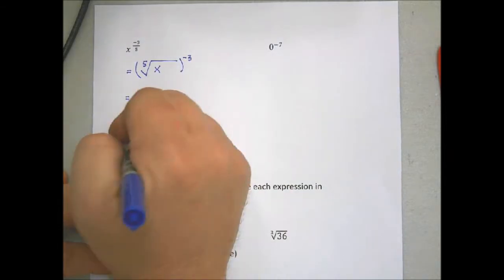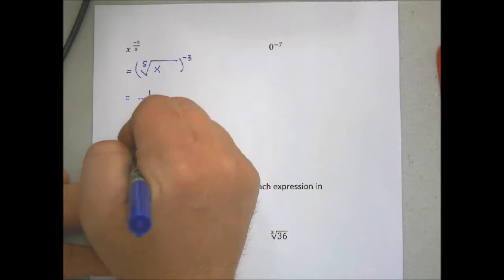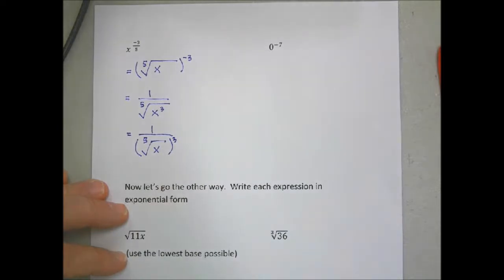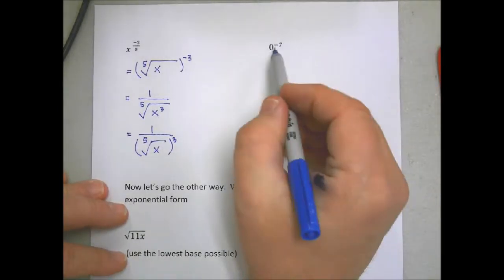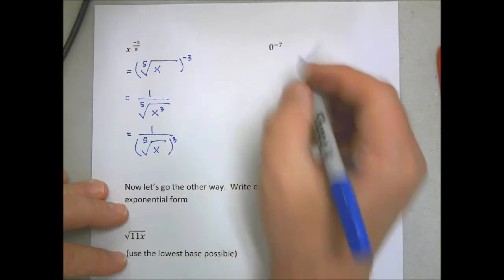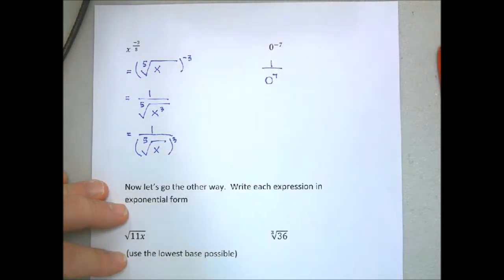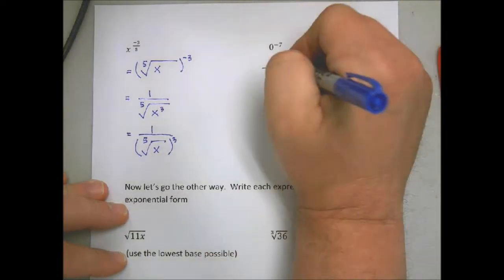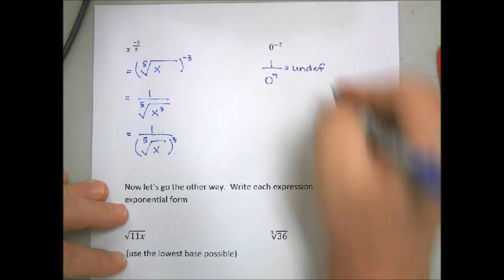Or you could put the cube on the outside: 1 over the 5th root of x, cubed. Now, 0 to the negative 7th. If you actually followed the rules of the negative exponent, a negative exponent tells you to take the base and throw it down to the bottom. So that would be 1 over 0 to the 7th. But that would be an undefined fraction because you can't have a 0 in the bottom, so undefined.